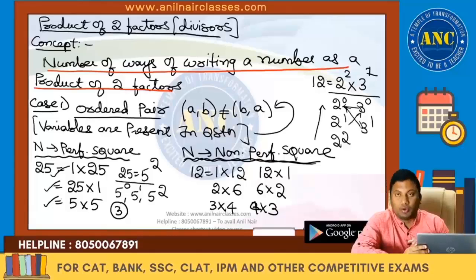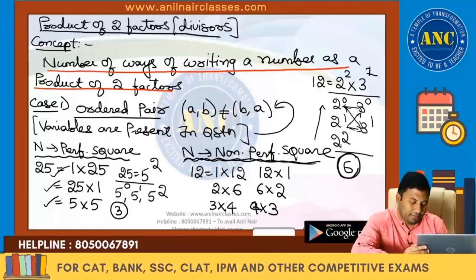2 into 1, 2 is a factor. 2 into 3, 6 is a factor. 4 into 1, 4. 4 into 3, 12. So 3 into 2, 6 cases. What are those 6 cases? 1, 2, 3, 4, 6, 12.